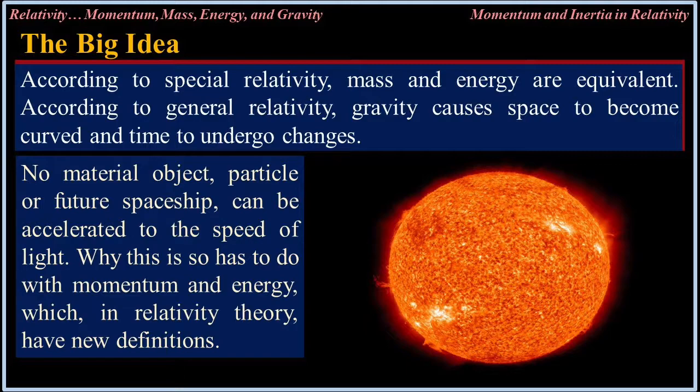The big idea. According to special relativity, mass and energy are equivalent. According to general relativity, gravity causes space to become curved and time to undergo changes. No material object, particle, or future spaceship can be accelerated to the speed of light. Why this is so has to do with momentum and energy, which, in relativity theory, have new definitions.